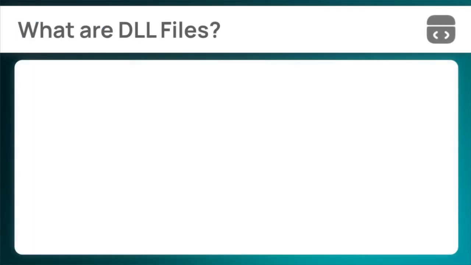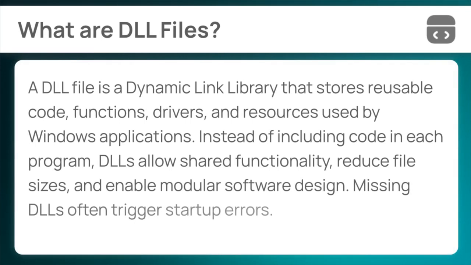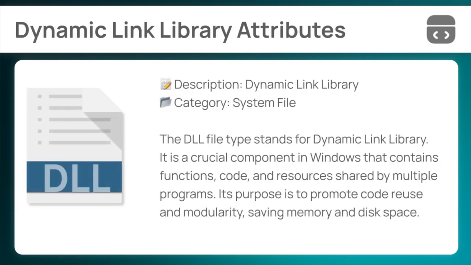The DLL is an optimized structure designed for the specific needs of system file programs. Its content is specifically addressed by the Dynamic Link Library standard. The DLL file type stands for Dynamic Link Library. It is a crucial component in Windows that contains functions, code, and resources shared by multiple programs. Its purpose is to promote code reuse and modularity, saving memory and disk space.